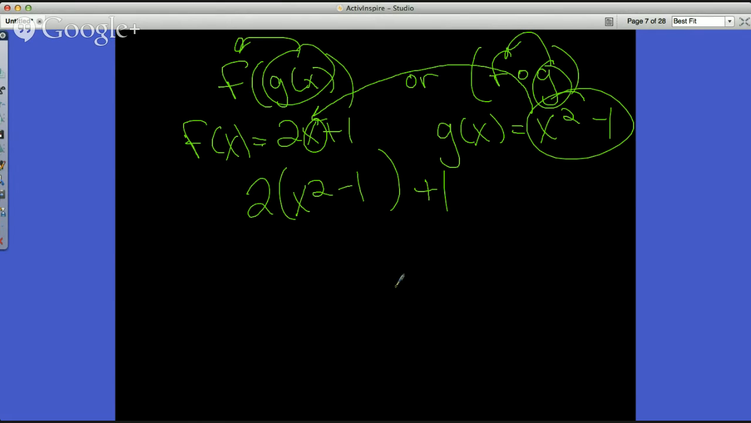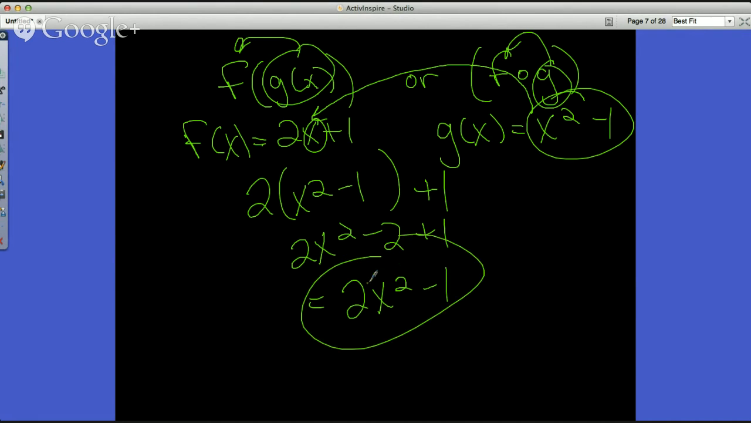Good. Plus 1 on the outside. All right, so literally this goes in for f of x. Does this make sense here? So I'll multiply this out to get 2x squared minus 2 plus 1. So my answer would be what? 2x squared minus 1. And that actually would be my answer.